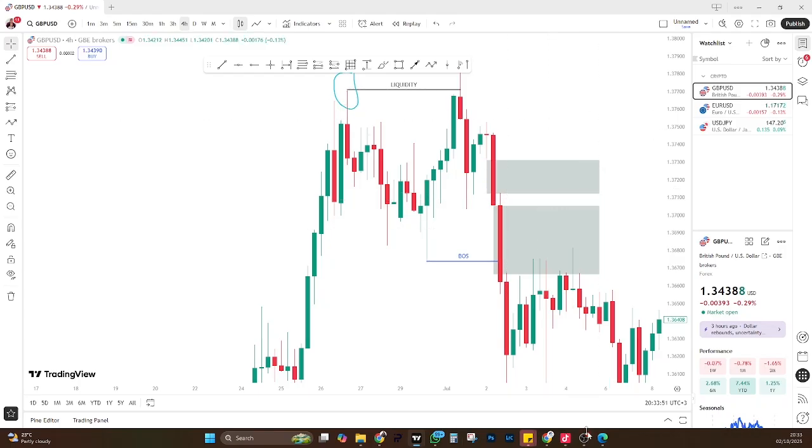Perfect. So we have answered the three questions that an order block must answer. Number one, did it break structure? That is the first thing.